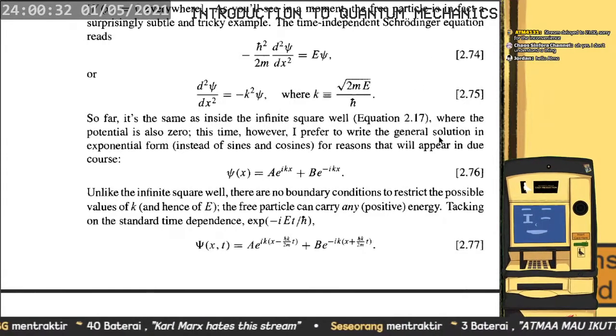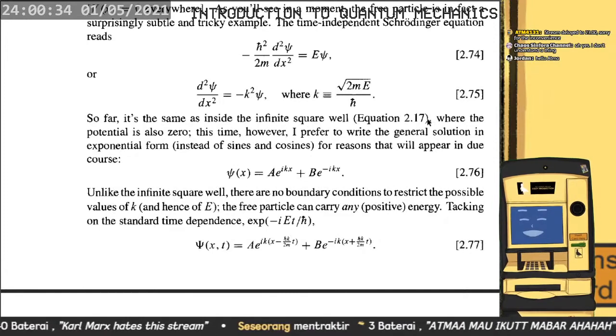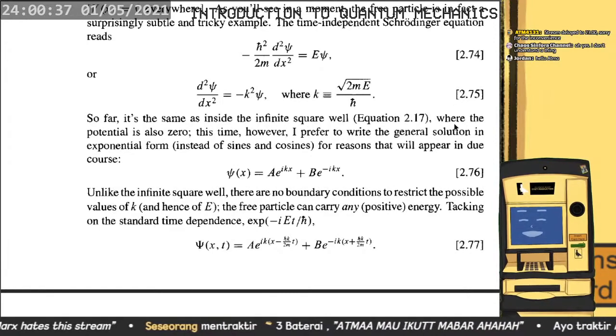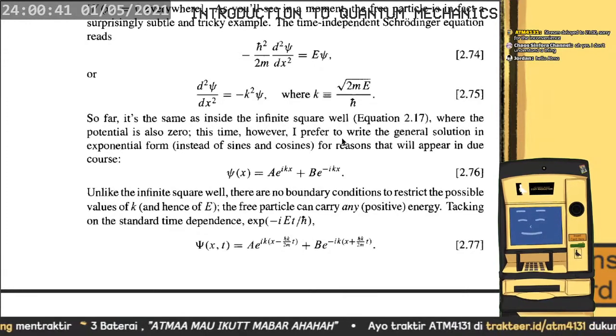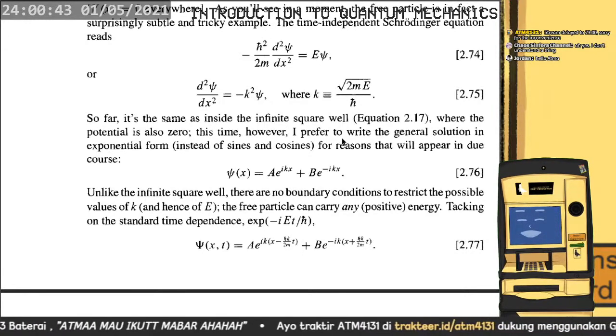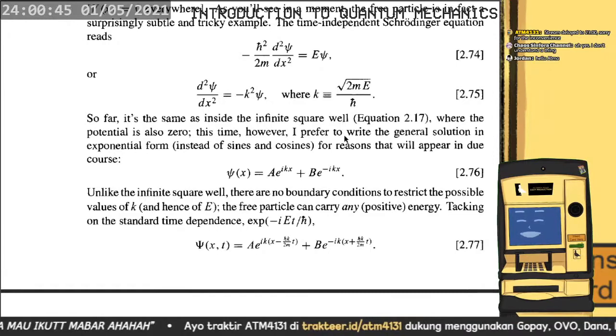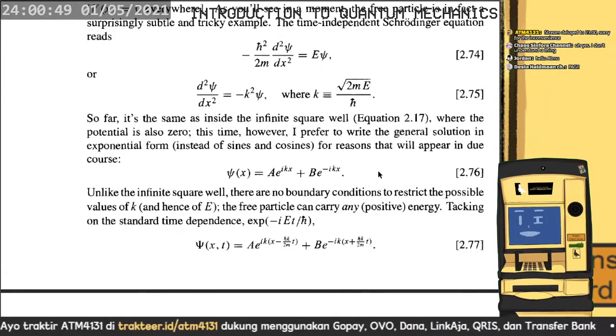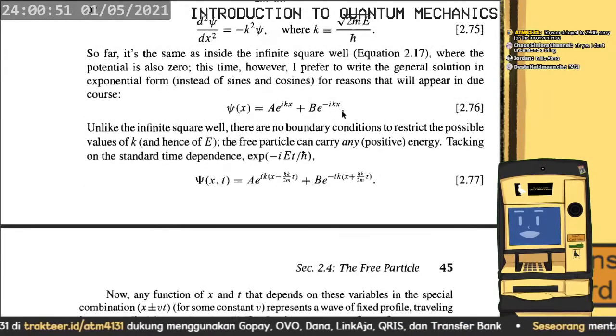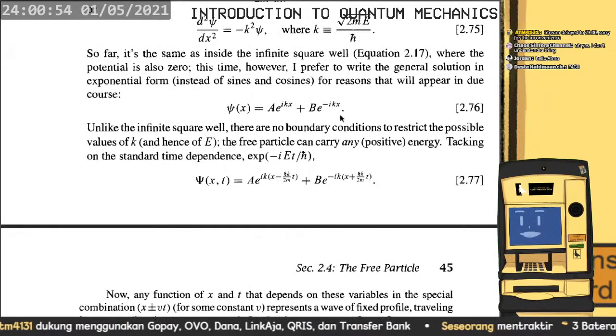I'm not gonna scroll up just to find this equation. So let's just go on where the potential is also 0 this time. However, I prefer to write the general solution in exponential form instead of sines and cosines, for reasons that will appear in the course.